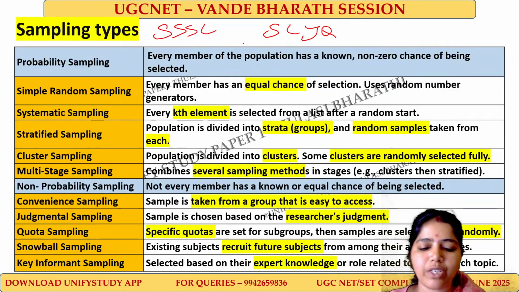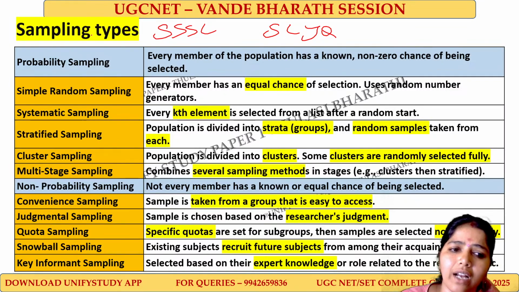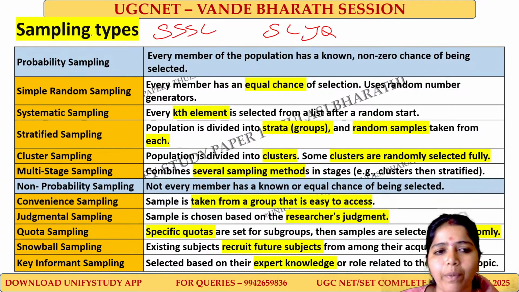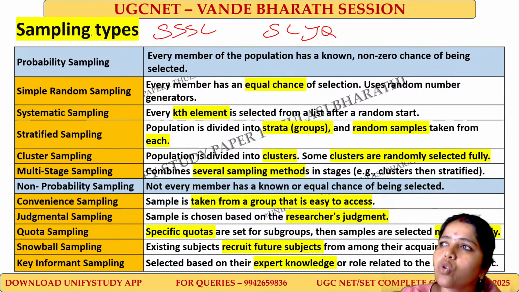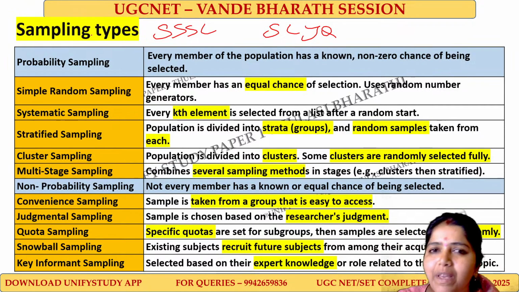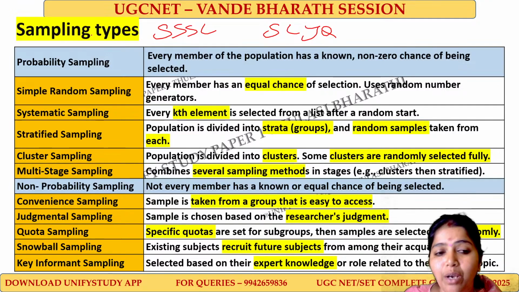Next comes, as I mentioned before, sampling types: simple random, systematic, stratified, cluster, multi-stage, and non-probability sampling: convenience, judgment, quota, snowball, key informant. Simple random: equal chance of being selected. Systematic: every 10th item is selected. Stratified: groups will be created, and from each group, numbers will be selected randomly. Cluster sampling: groups will be created, and the cluster itself is selected. Multi-stage sampling: different sampling methods are applied.